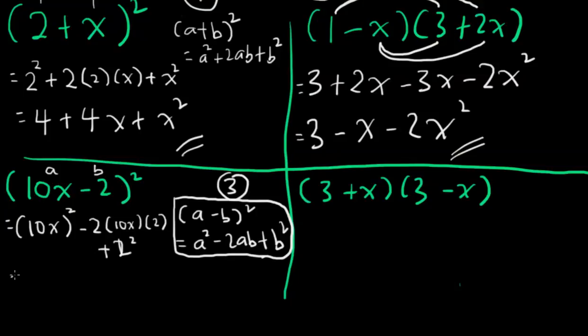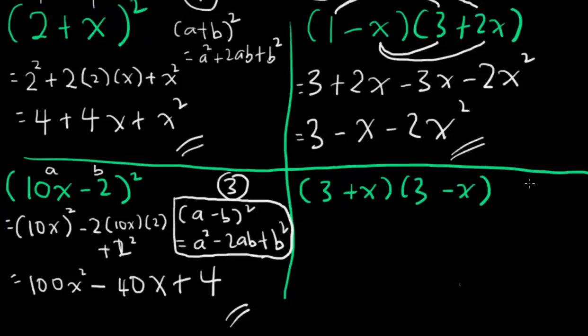So when you actually simplify this, 10x, the entire term is being squared, so you have 100x squared. Why is it 100? Because 10 squared is 100, and x has to be squared as well, so it's 100x squared, right? And then simplify the second part here, which is negative 2 times 10x times 2, that is 40x, plus 2 squared, that is 4. So this is your answer.